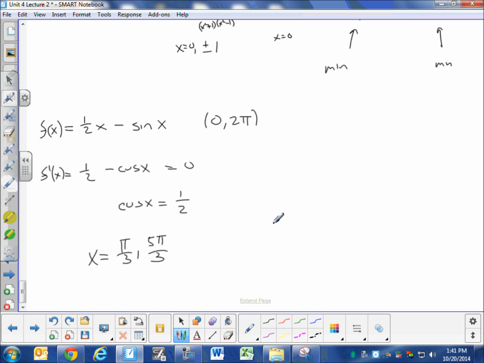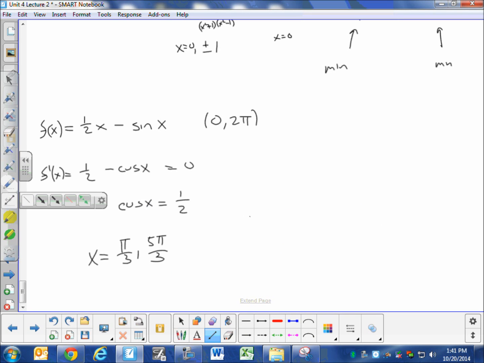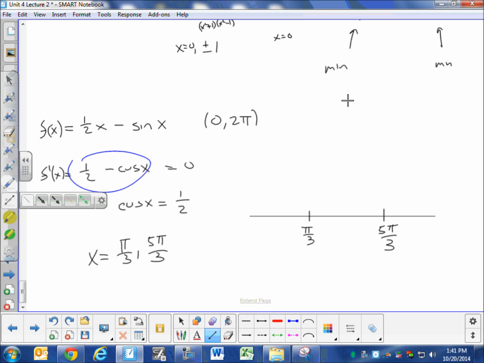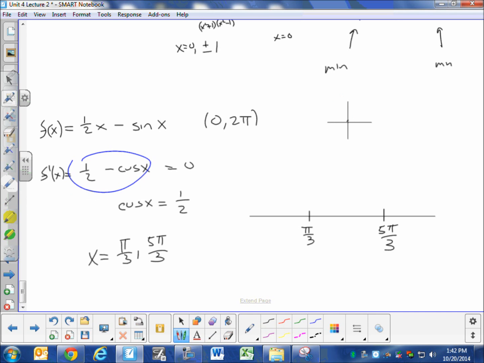So we will then do the same thing. Those are the critical values. We can look between pi over 3 and 5 pi over 3, and then before and after that, to see if these are maxes or mins. Well, let's look at this guy as my simplified derivative. So 1/2 minus cos x. And let's think about our unit circle. We got pi over 3 and we got 5 pi over 3.